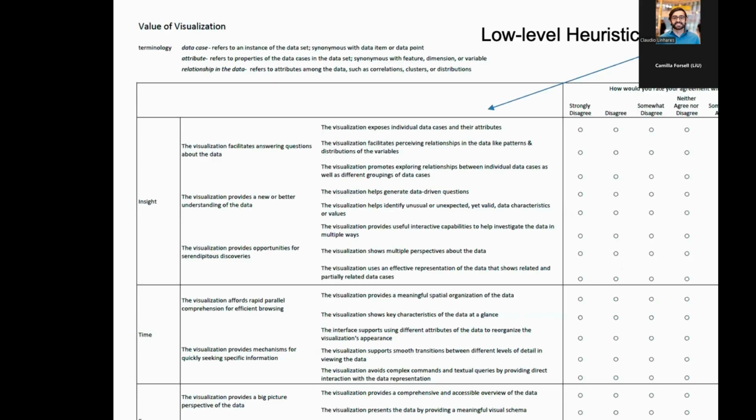This is how that sheet looked like. So you see here, the first level in the hierarchy, the mid-level, and these are the actual heuristics, the guidelines that you are supposed to read. And then you judge whether the visualization complies to these ones or not. And then you rate it on this scale.